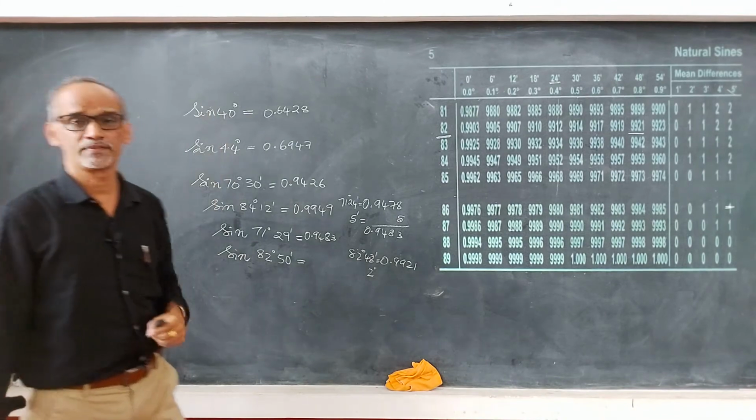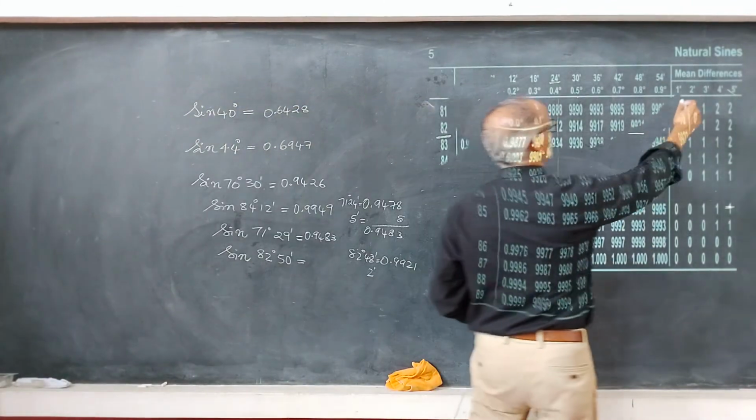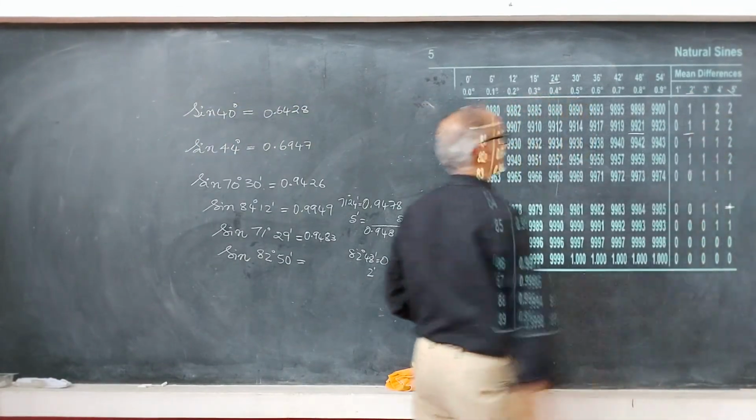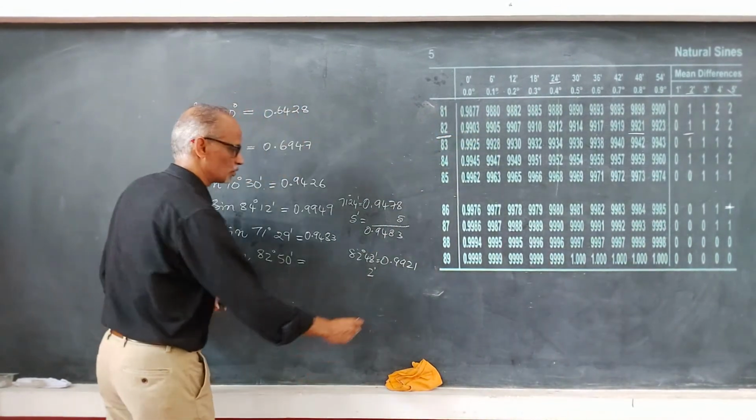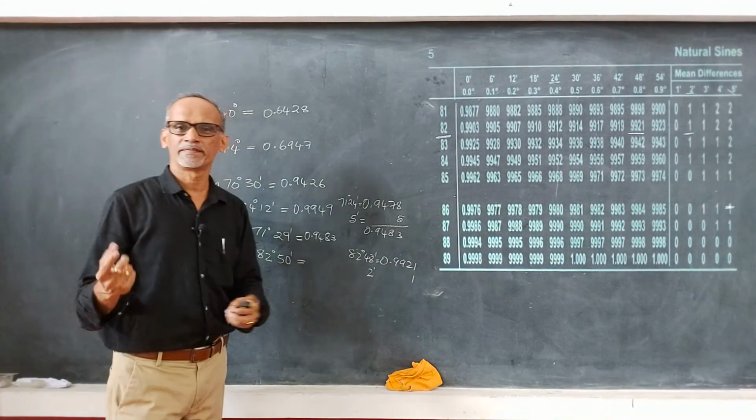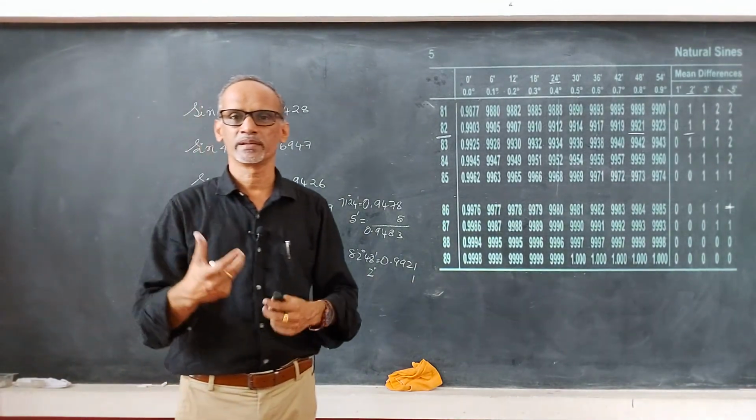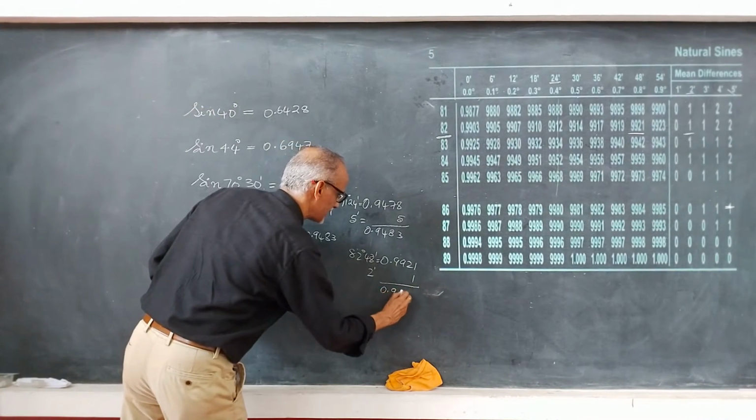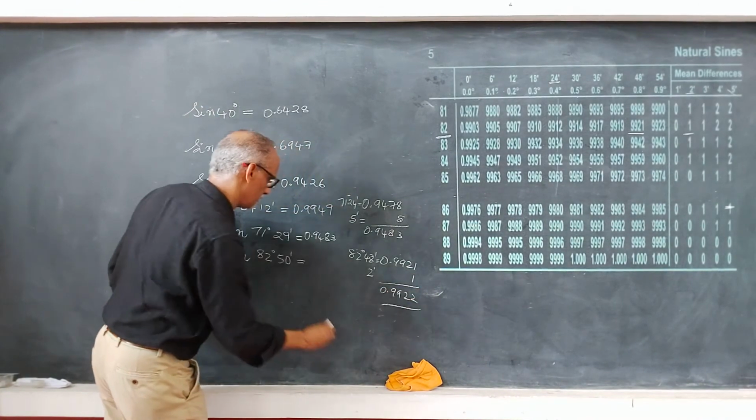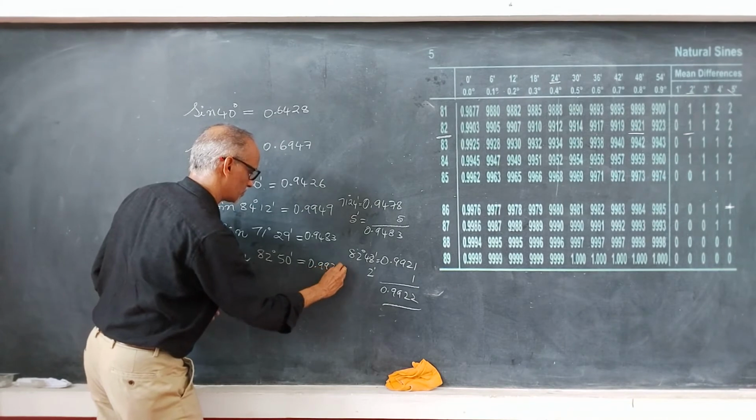The 2 minutes you have to refer from the mean difference, which is here. Under 2 minutes, we have a value called 1. That 1 you add here, just like the mean difference which we have added even in the logarithmic table. Okay, right. So add this. How much will you get? 0.9922. Correct? Add them, you get 0.9922.